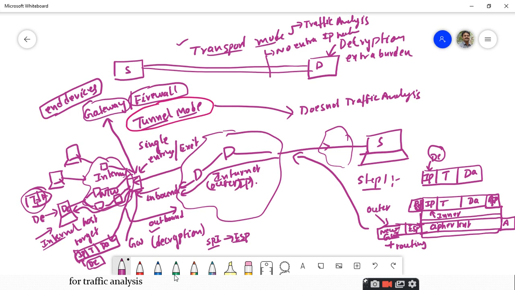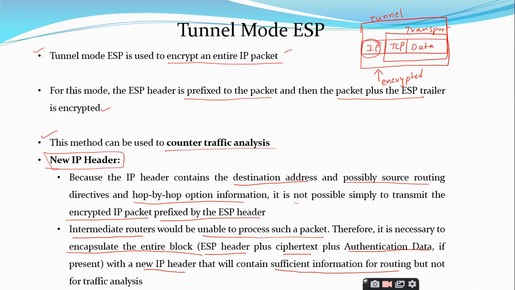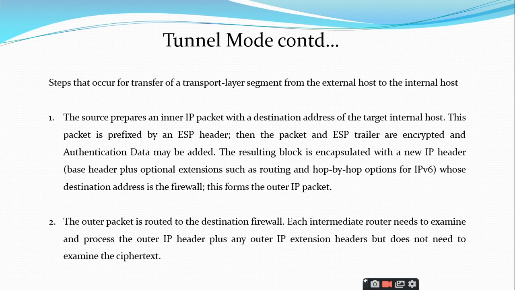And in transport mode, you are going to burden the destination, because everything, the decryption, everything should be done by the destination. But you are going to relax the destination system in the tunnel mode because the decryption will be performed at the gateway. These are the few differences we have between the tunnel mode and the transport mode. So, let us quickly go through these steps.